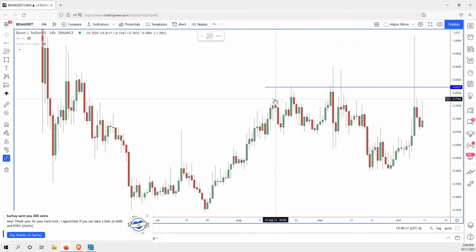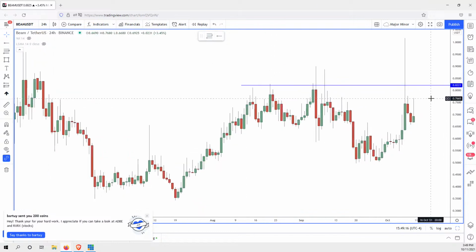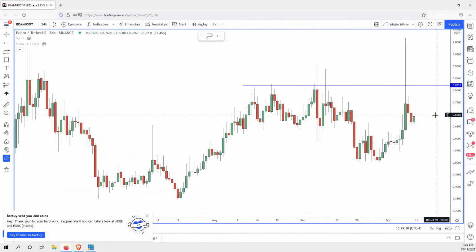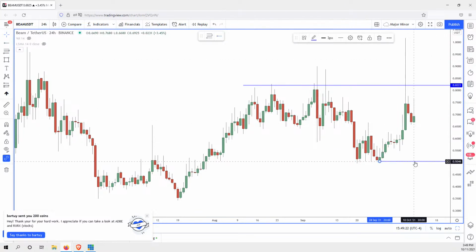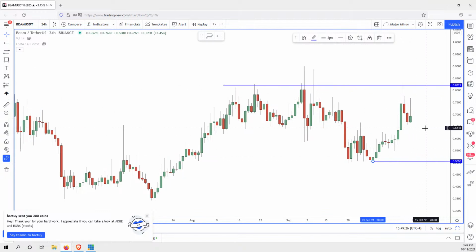Second thing is you have a resistance right here at, what is that, 81 cents? And you're below that resistance. This thing, if anything, could be in a range, like consolidation. You have your range low over here, and this thing is basically coming off of its range high. You're nearer the midpoint of the range, which is this area right here.